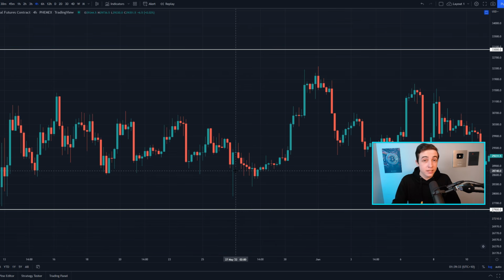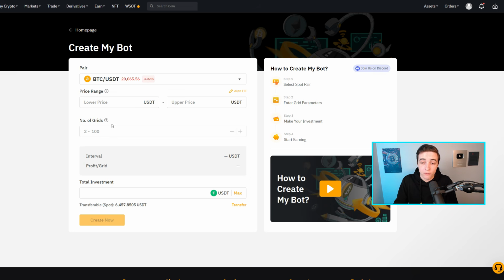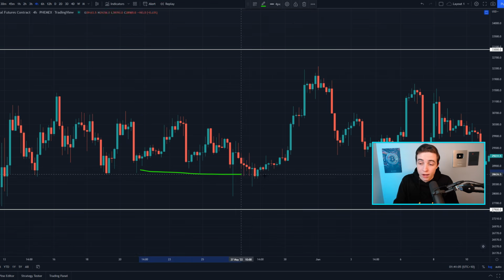And then the next thing we need to do is work out the number of grids, which is basically the amount of orders that are placed within the price range. And you can see right here that there's a limit on the number of grids, which is between 2 and 100. And once again, the grids are the orders between the price range. So for example, if you pick 2 grids for this price range, that means there's 1 buy order and 1 sell order within this price range.